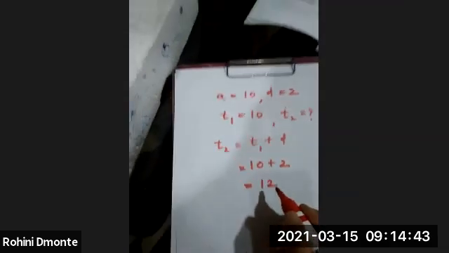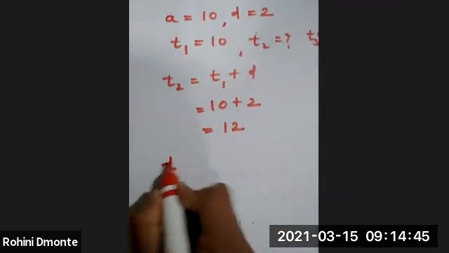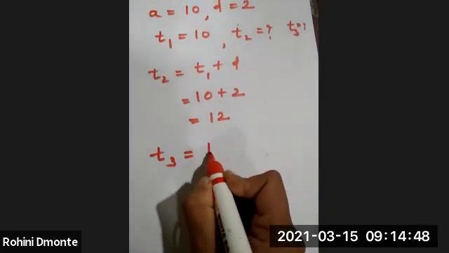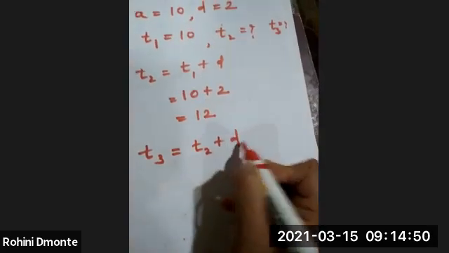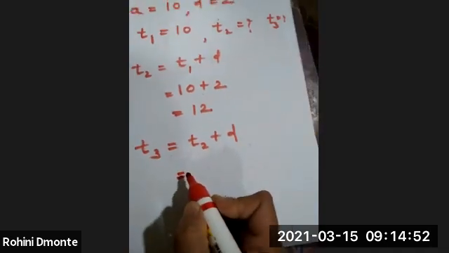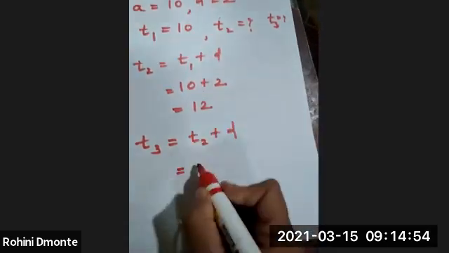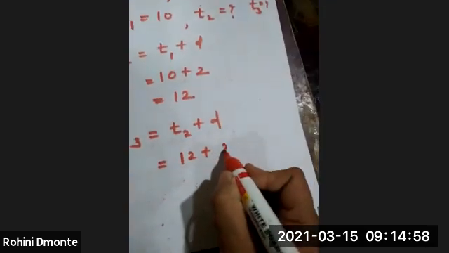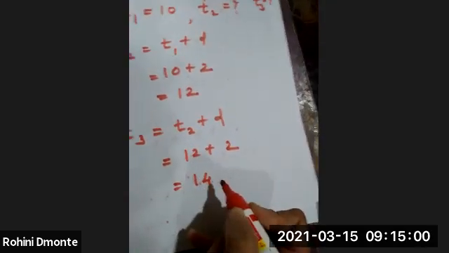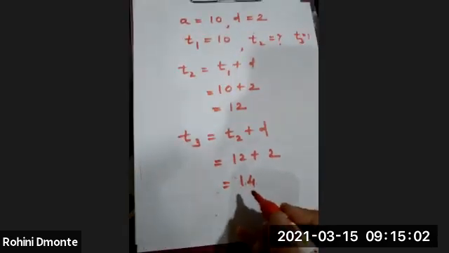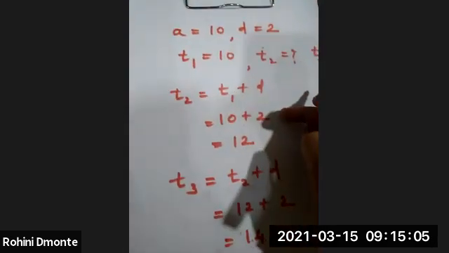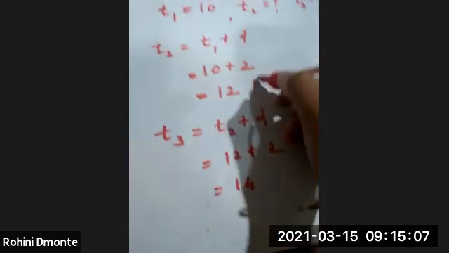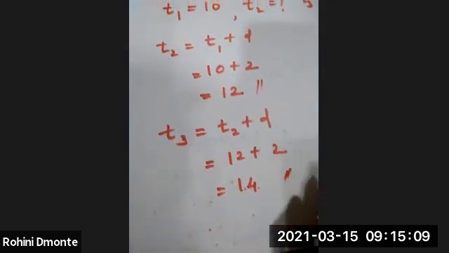Similarly, you can find the next term, that is T3. T3 is T2 plus, again you have to take the common difference. What is T2? We have already found that it is 12. Common difference is 2. So just put it in, and it comes to 14. So the next two terms, that is T2 and T3, are 12 and 14.